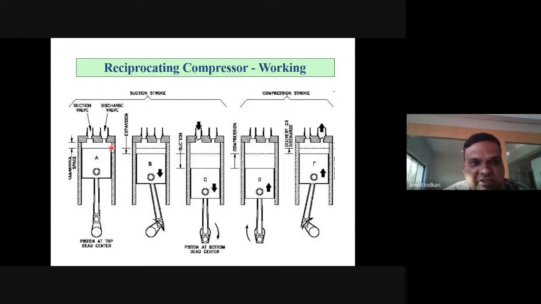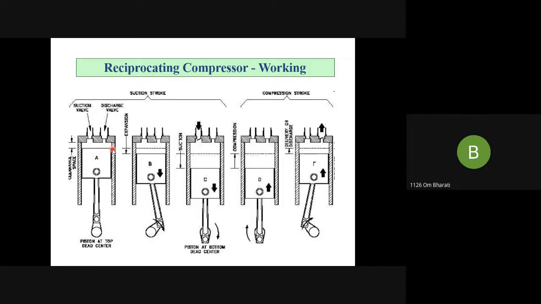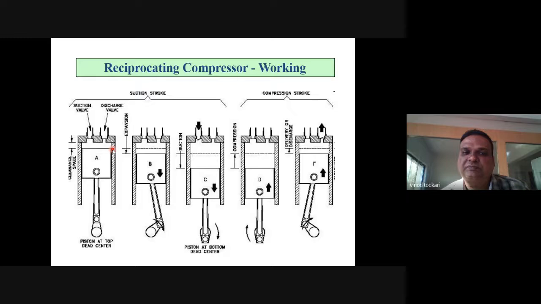Now this position of the piston is called TDC. It is an abbreviation. TDC means top dead center position. What is TDC? Top dead center position.